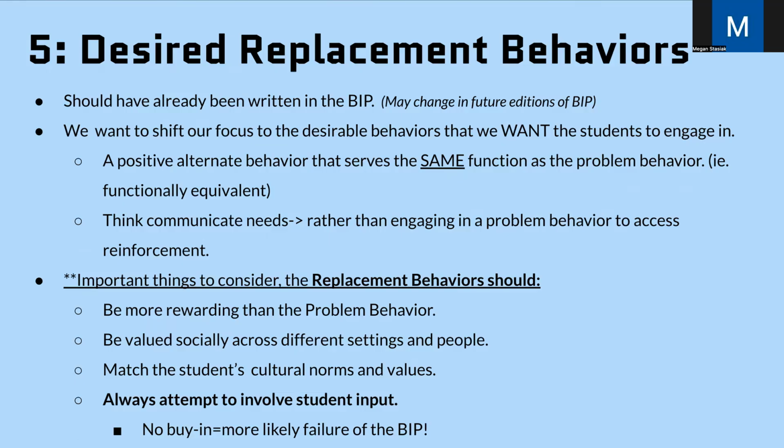So we also want to consider and keep in mind that this problem behavior, when we're thinking about replacing it, we want the replacement behaviors to be more rewarding than the problem behavior. The replacement behavior should be socially valued across different settings and people. It needs to match the students' cultural norms and values. And we always want to attempt to involve that student input. Again, no buy-in, more likely failure of the BIP. It's kind of like if you're trying to change your diet and, I don't know, cut out ice cream. If it's like a half-hearted attempt and I don't want to give up ice cream, well, I'm probably not going to stick to that diet.